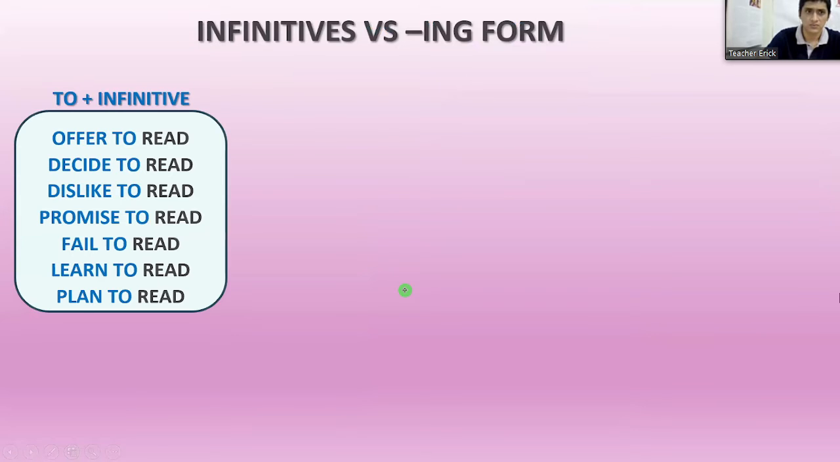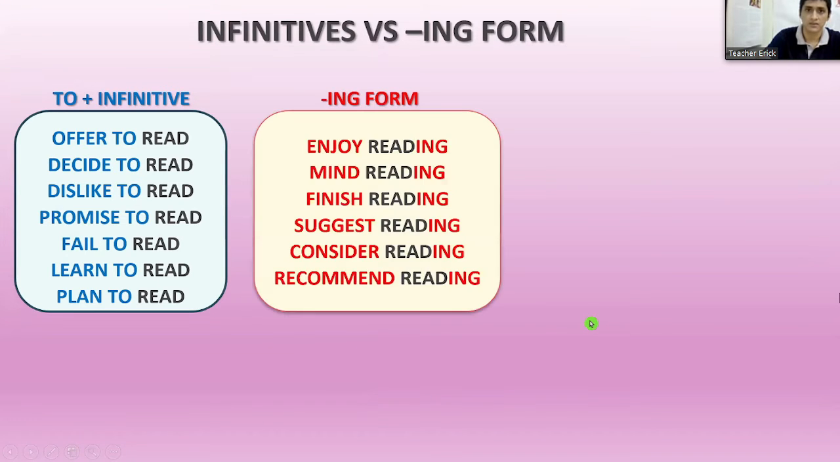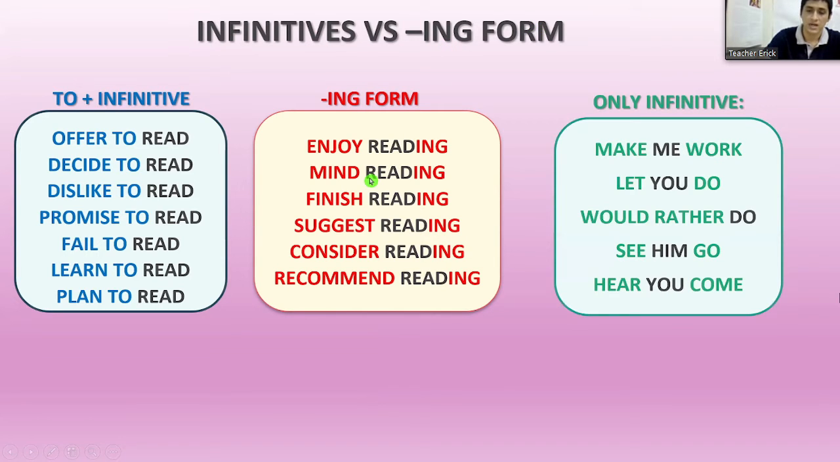So these words most of the time go with infinitive, okay? These verbs, we say: offer to read, decide to read, promise to, fail to, learn to, plan to, okay? And these ones are usually used with ing form: enjoy reading, mind reading, finish reading, suggest, consider, recommend reading, ing form. And these ones we are going to use only with infinitives.